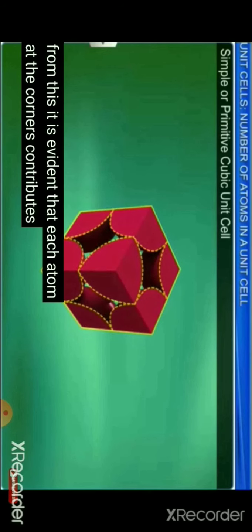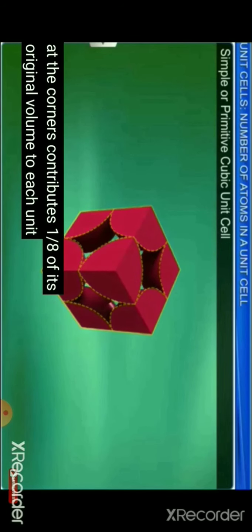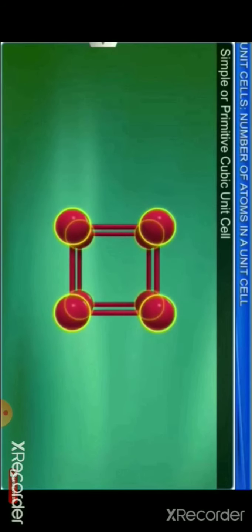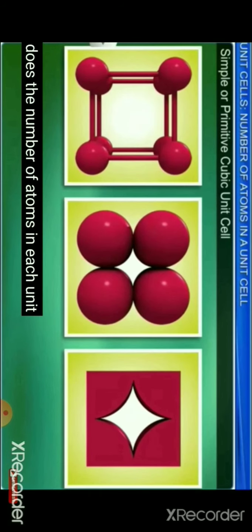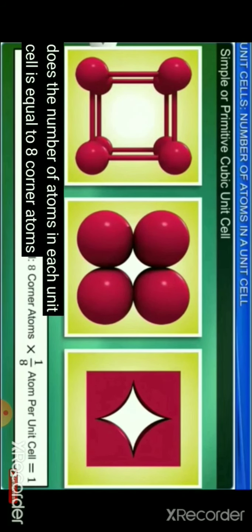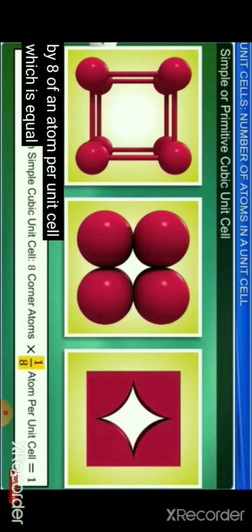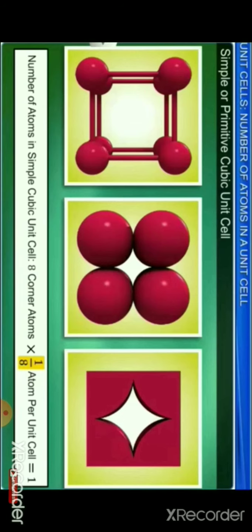From this, it is evident that each atom at the corners contributes 1/8 of its original volume to each unit cell. There are 8 atoms at the 8 corners. Thus, the number of atoms in each unit cell is equal to 8 corners atoms into 1/8 of an atom per unit cell, which is equal to 1.